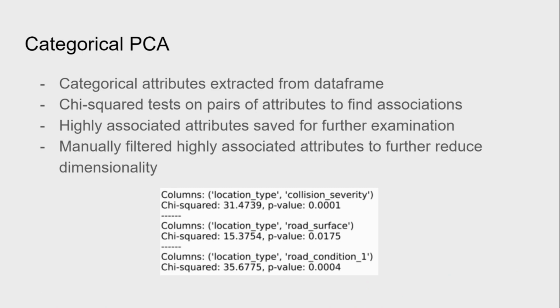Our principal component analysis for the categorical attributes in the dataset consisted of first extracting all the categorical variables from the dataset, then running chi-squared tests on all the pairs of attributes in order to find relationships with the strongest associations. These relationships were then saved to a separate file for easier viewing, where you could manually filter attributes to further reduce dimensionality of our data.